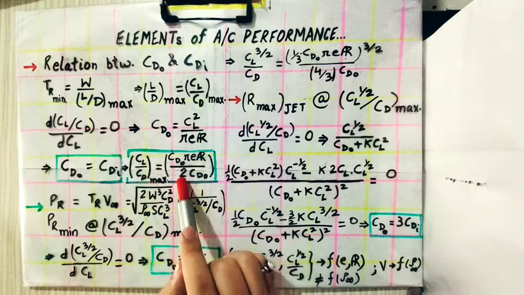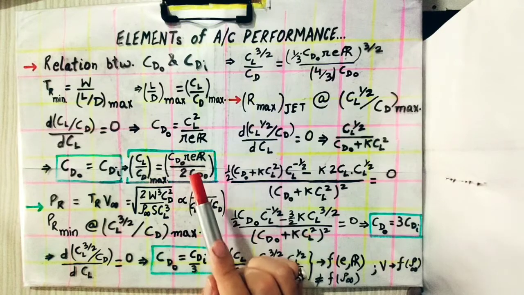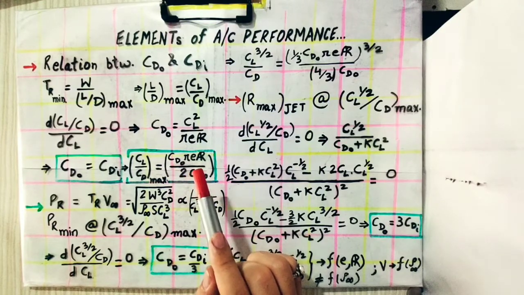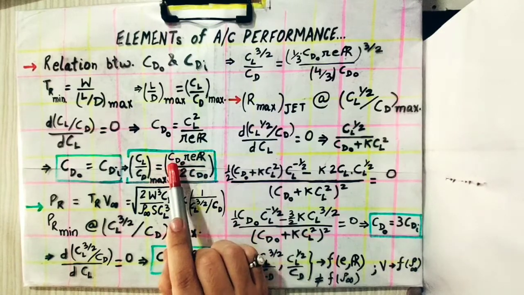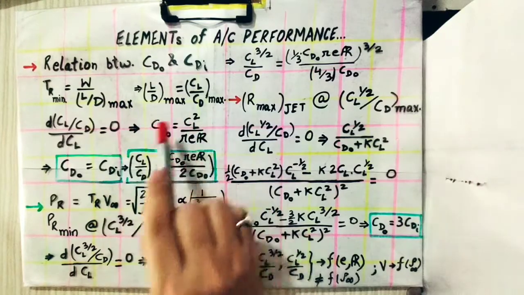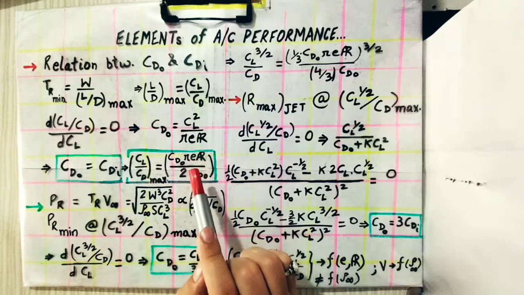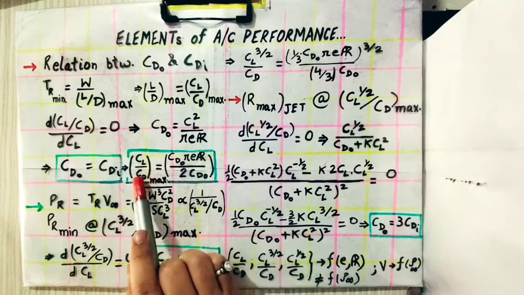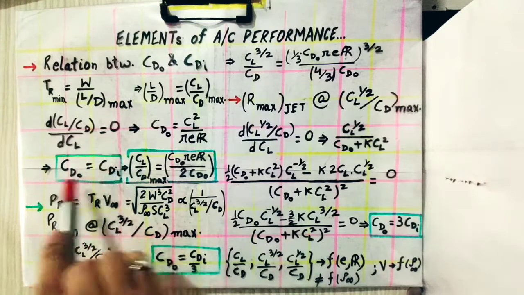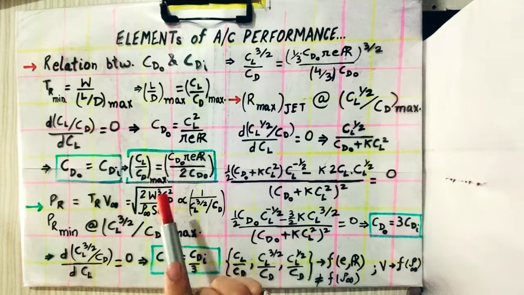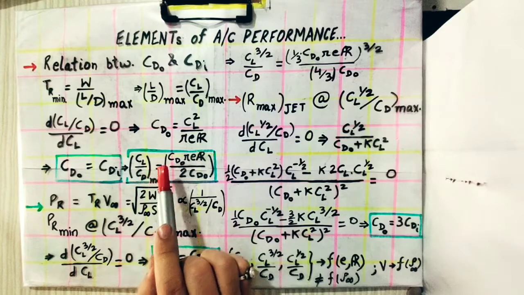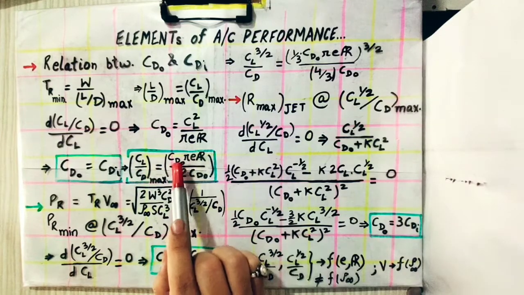So we can say CL by CD is maximum when CL and CD are substituted in terms of CD0, because CD0 is always a fixed parameter for a given velocity, and CL is expressed in terms of CD0 using this formula. We know that CD is equal to CD0 plus CDI, and these both are equal, therefore we have 2 times CD0 over here, and here we have CL which is equal to the square root of CD0 pi e aspect ratio.